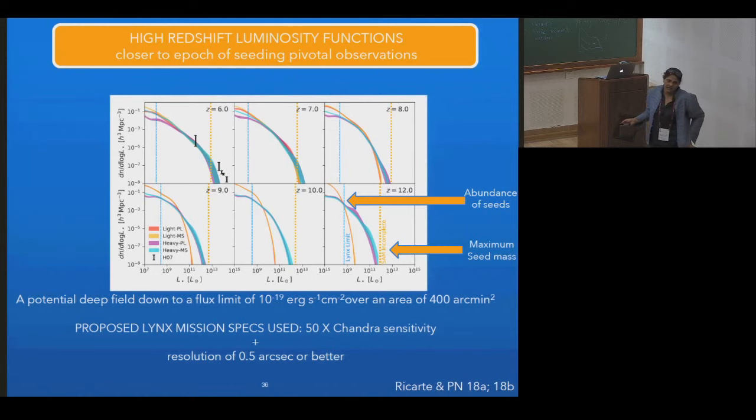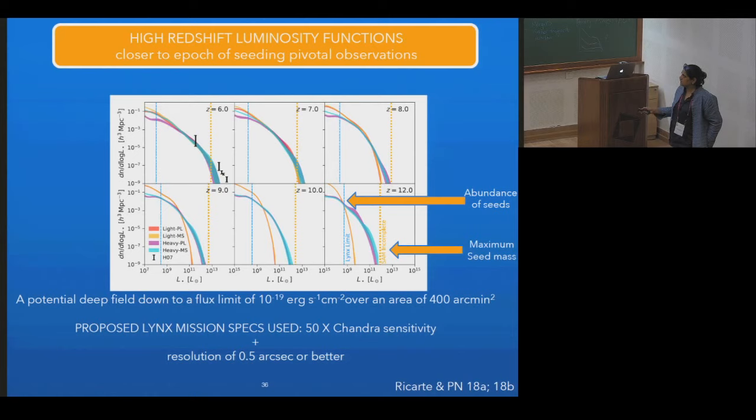It's an X-ray surveyor. So that's the limit. So LINX will be able to detect all of this. Once again, the cooler colors are heavy seeds. Orange and yellow are the light seeds, right? So initial seeds. And the two different colors, the orange and yellow, are the two different accretion models.